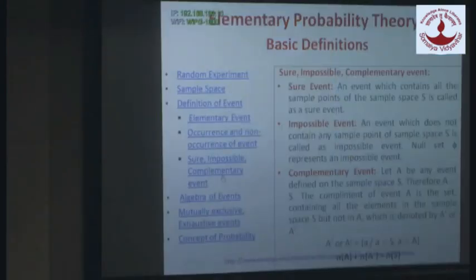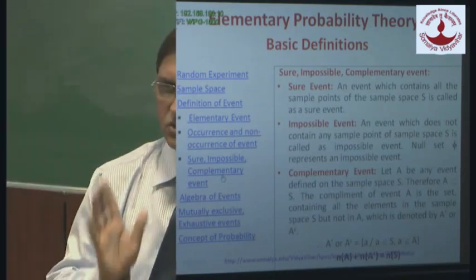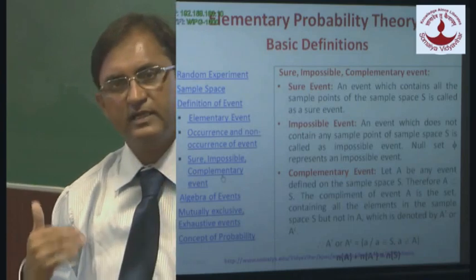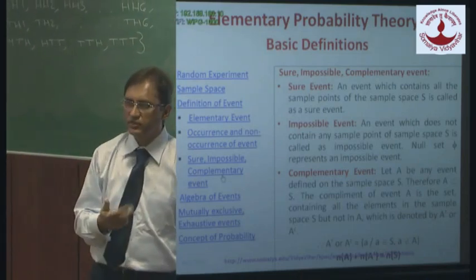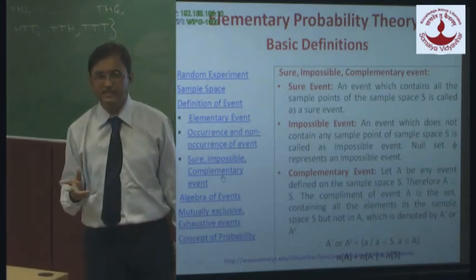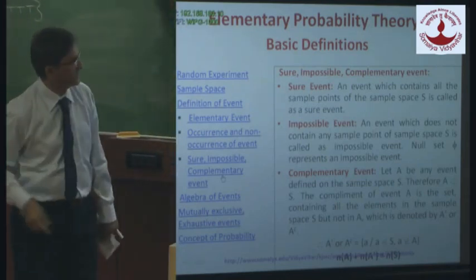Then sure event, impossible event, complementary event. A sure event is one that is bound to happen. In case of throwing a die, if I define the event, die shows a number less than or equal to 6, it is obvious, right? Therefore, it is a sure event. But if I define die shows a number that is a multiple of 7, which is not possible, that is an impossible event. It does not contain any sample point.